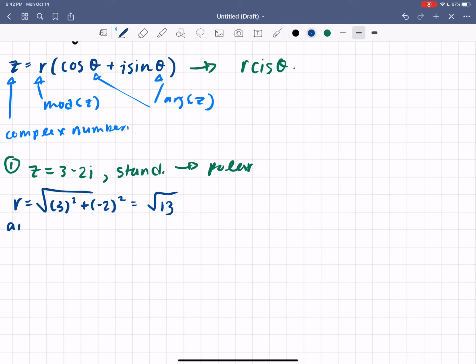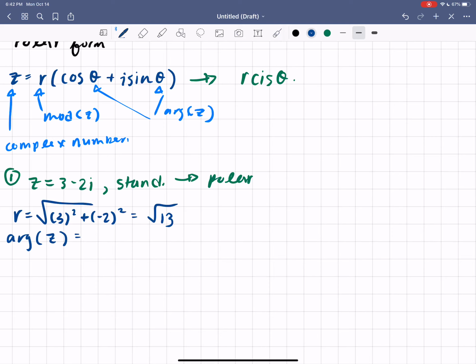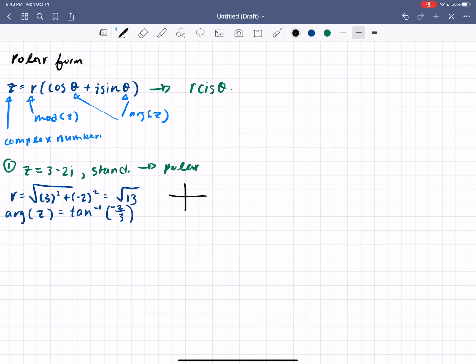Our argument, we said, is simply tan inverse of 2 over 3, right? So remember, you always want to make reference to the quadrant. Remember what we talked about earlier? There are quadrants, and the quadrants will determine how you calculate your argument. In this case, our point lies in quadrant 4, which means we can just use this formula. But there are also a couple of other formulas we went over, so keep those in mind.